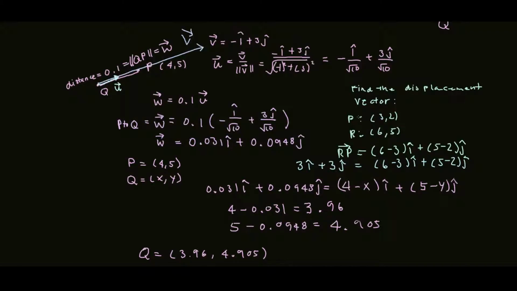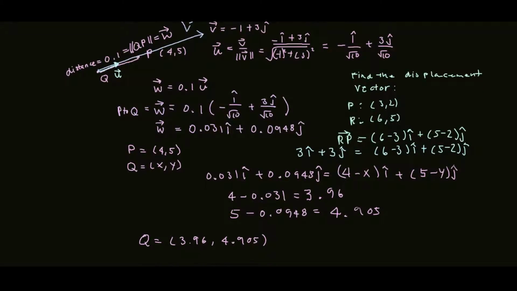So, for example, we're given 2 points, P and R, P at 3, 2 and R at 6, 5. And it says find the displacement vector. The displacement vector is actually the x in vector form. So we do final minus p. When we do final minus p, we have the displacement vector.